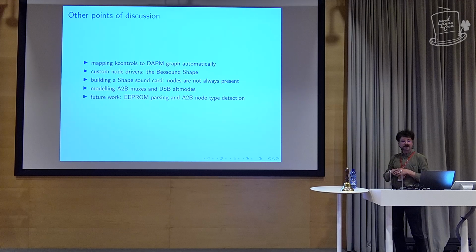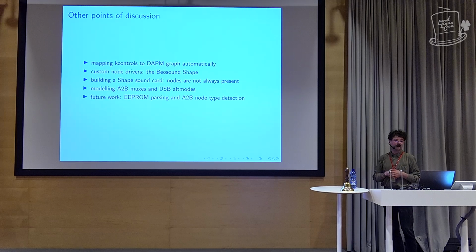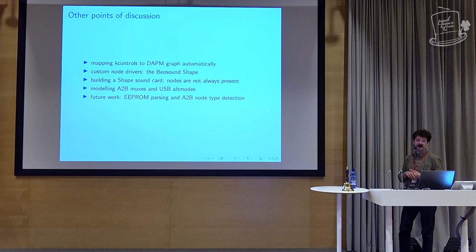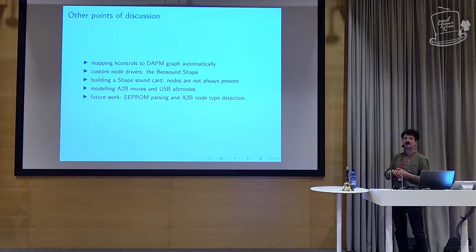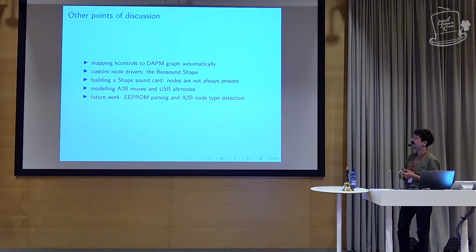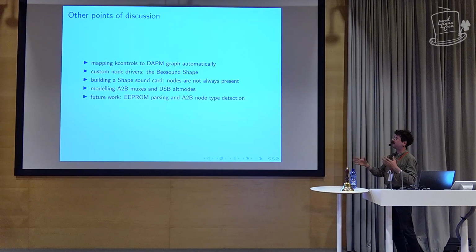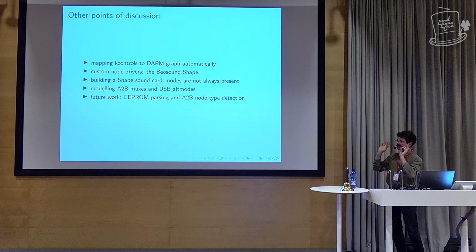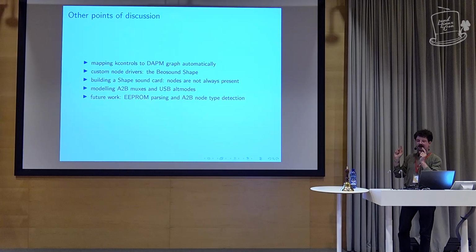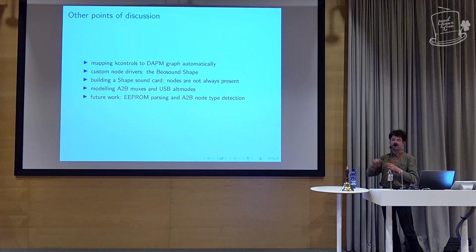Nodes not already present, I talked about that before. Then there's a whole other story about A2B muxes and USB alt modes, because our hardware team is going crazy with A2B now, and they want to put it everywhere. And of course, that introduces all of these interdependencies between devices, and I'm trying to look into the distance, making sure that what I have done now is going to allow us to also model this kind of hardware in the future.